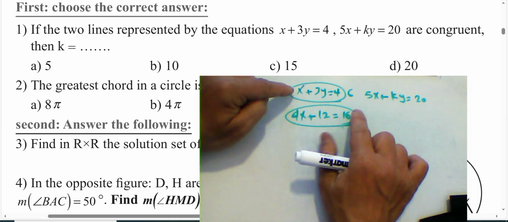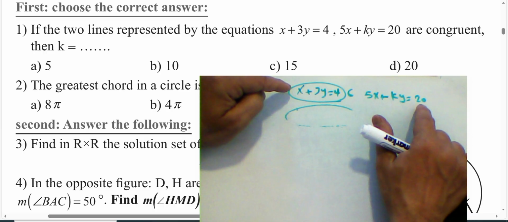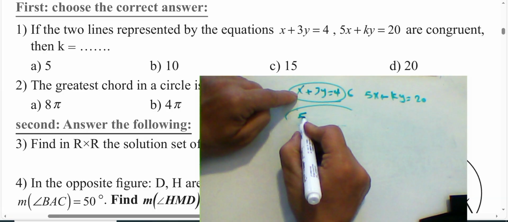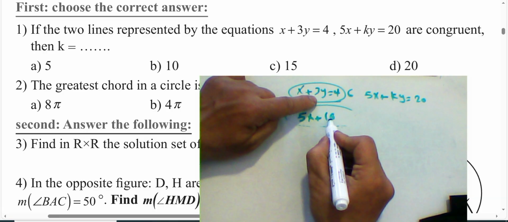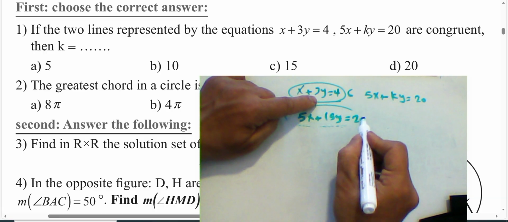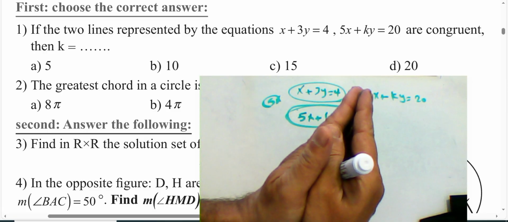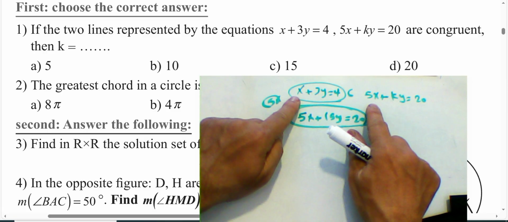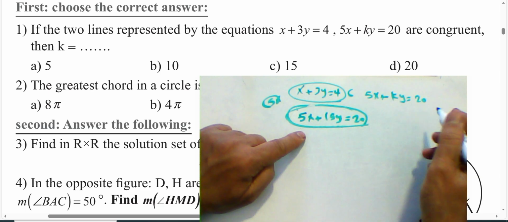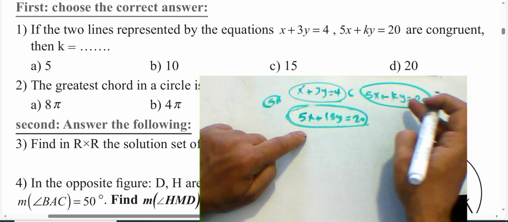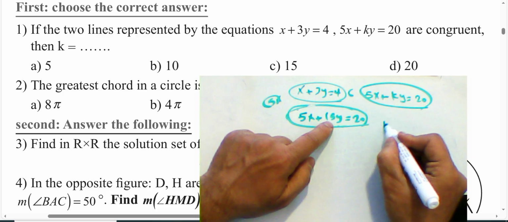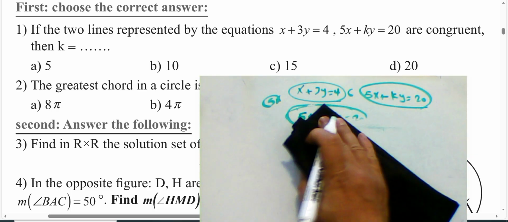We multiply by 5 to be like this, right? 5 times x will be 5x, 5 times 3 equals 15y, 4 times 5 is 20. Understood, my students? I will multiply by 5. Why? Because they are congruent. Congruent means coefficient of x is like coefficient of x. We must multiply by 5. Look at here, 20 equals 20. Here k will be what? k will be 15.